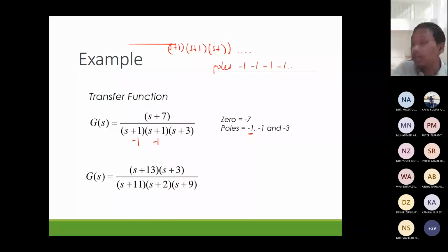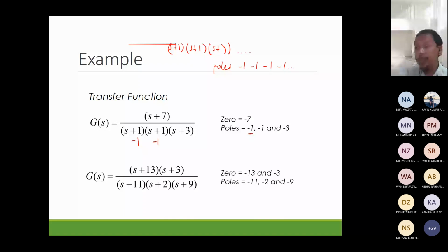Then let's look at the second example. You have the transfer function s plus 13 times s plus 3 divided by s plus 11 times s plus 2 times s plus 9. So the zeros are minus 13 and minus 3. And then the poles are minus 11, minus 2, and minus 9. Simple, easy peasy.